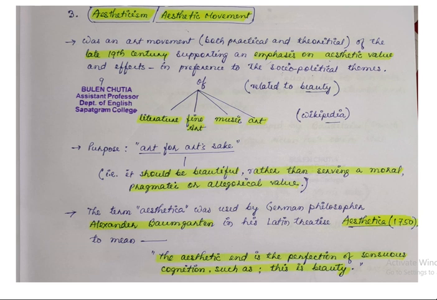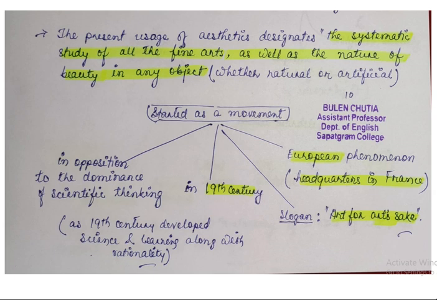In his work Aesthetica in 1750, he used the word aesthetica to mean that the aesthetic end is the perfection of sensuous cognition, such as this is beauty. That is, you have to remember that everything is related to beauty. All the proponents, all the followers of aestheticism were talking about beauty. In the next slides also we will be able to see all these things. Let's move to the next slide.